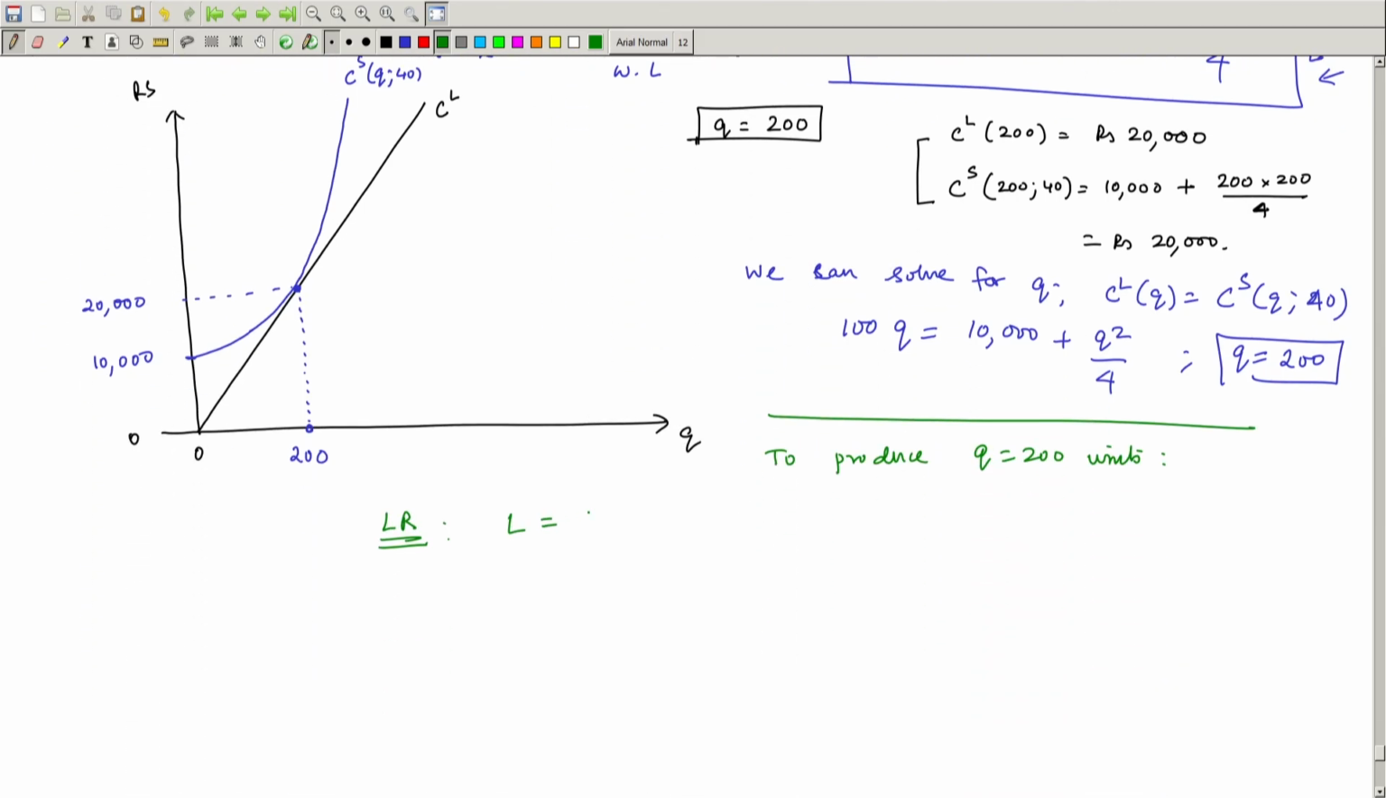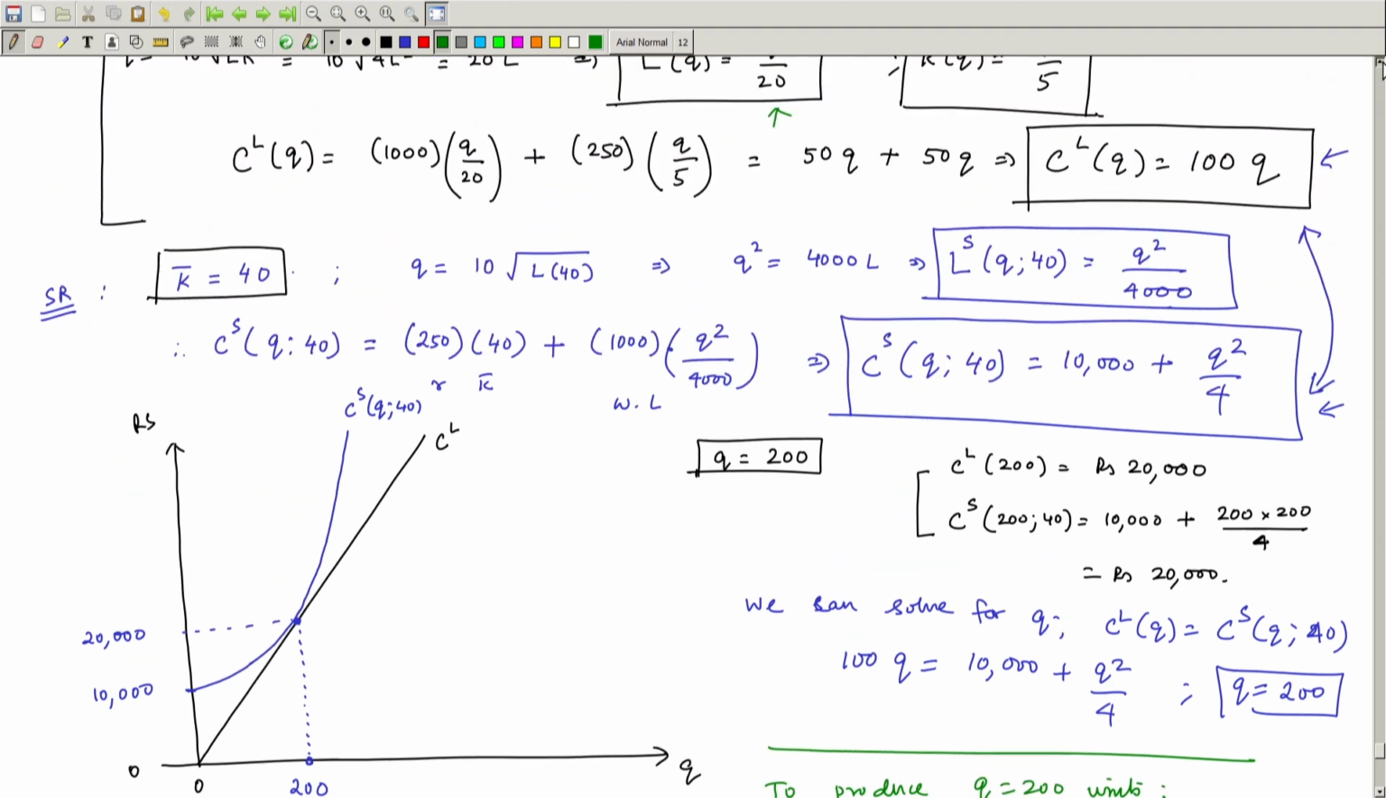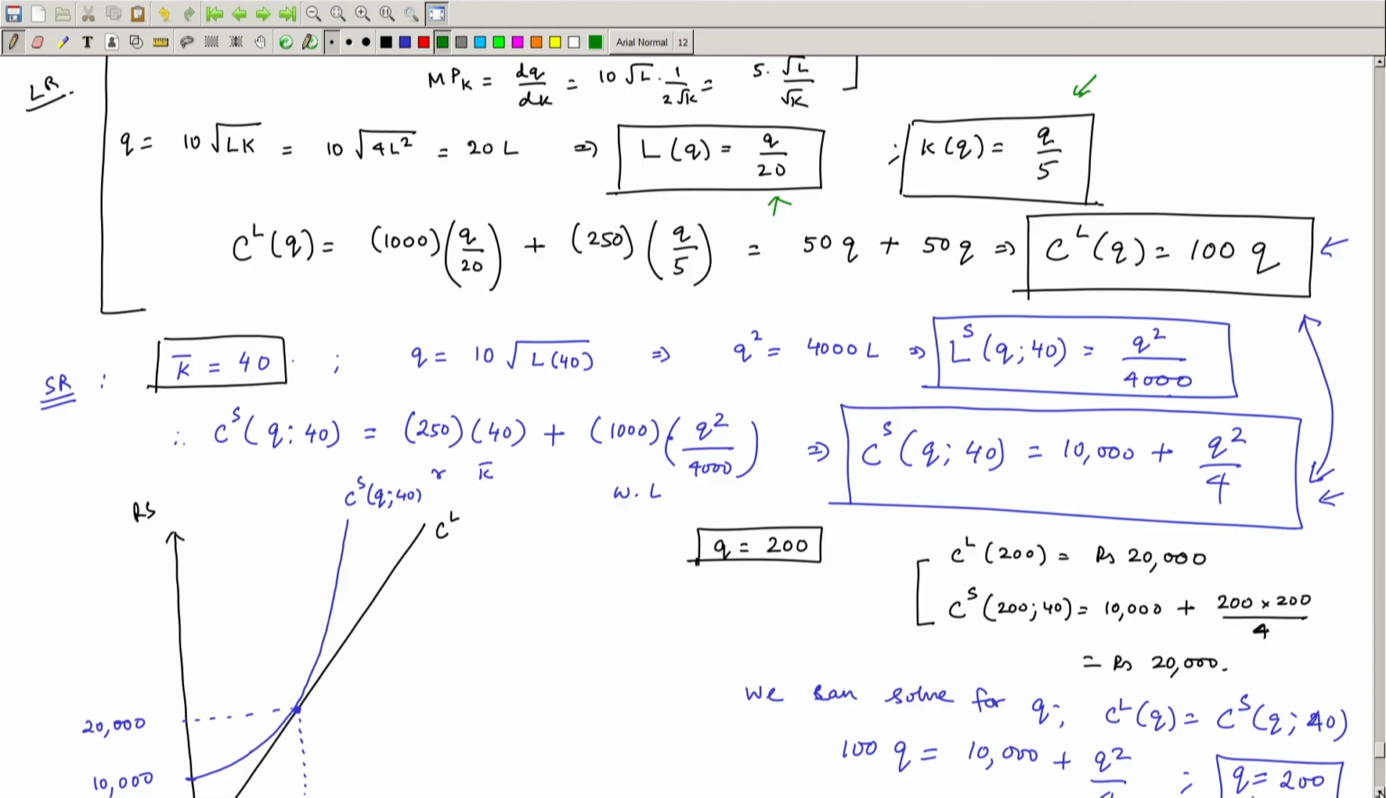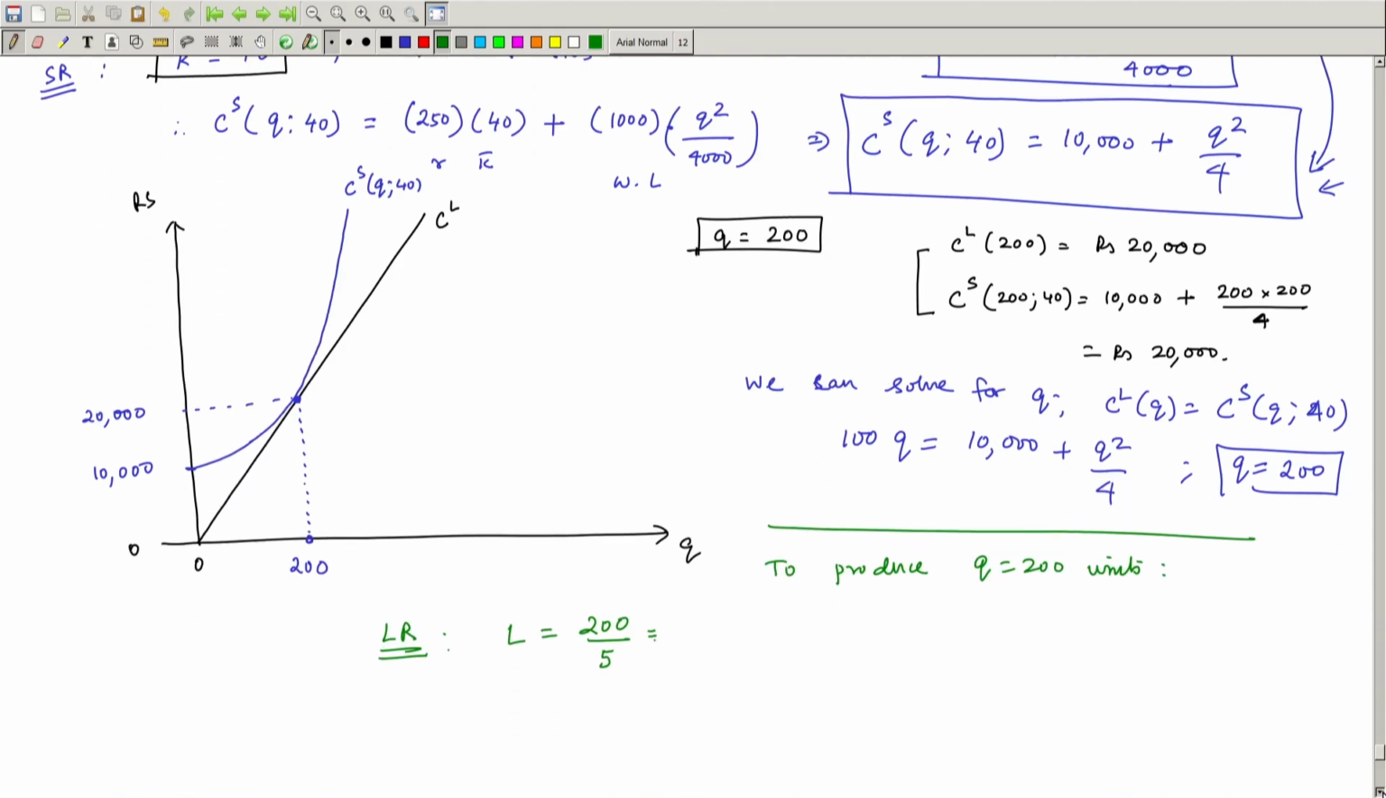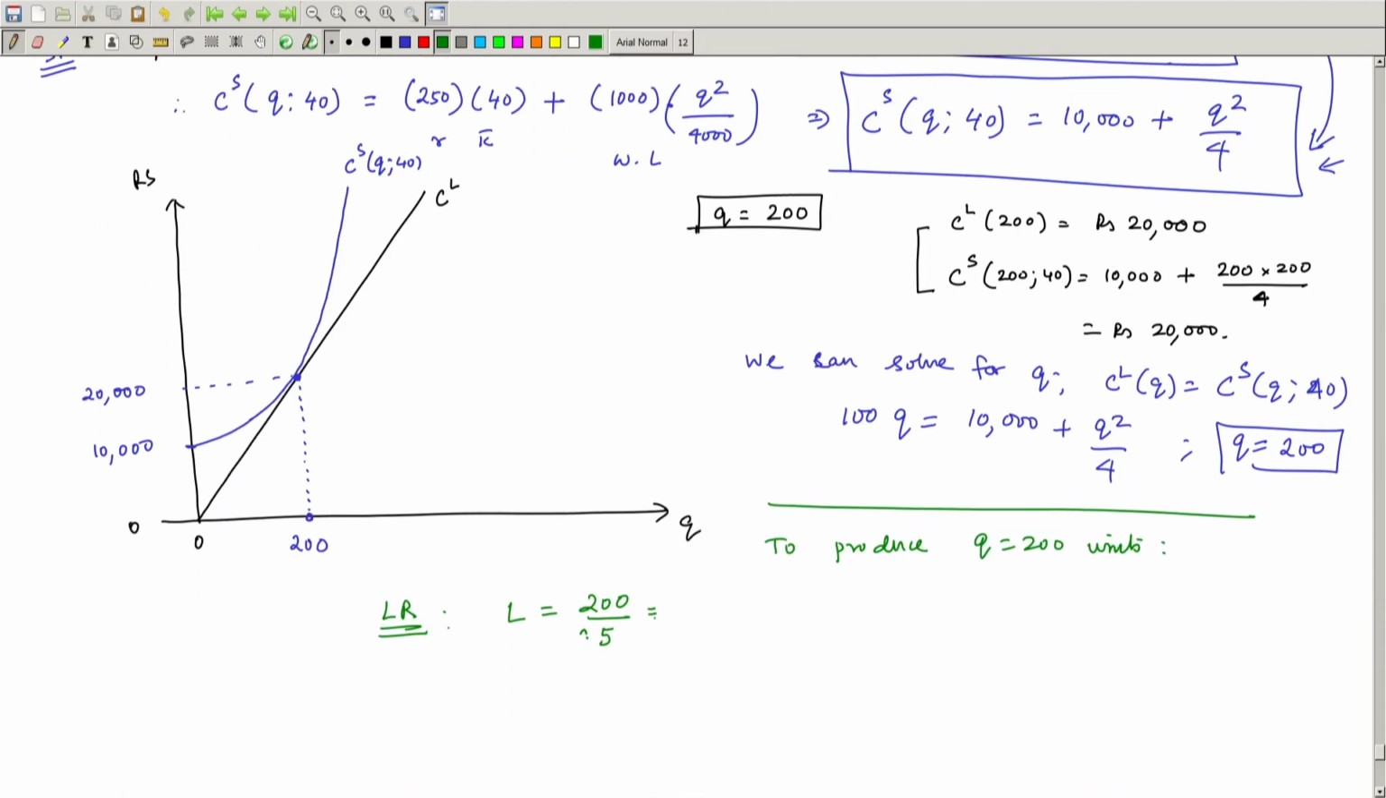So, the amount of labor that I will use is Q divided by 20, right. So, we will need 10 units of labor, but the amount of capital that I will need is Q upon 5, which is 40. So, the optimal K and L combination is 40 and 10. So, this is my optimal input bundle.